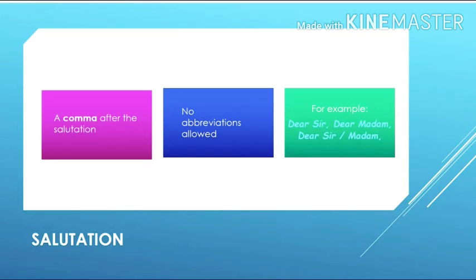Next, as we come to the salutation, it is the same as that of a formal letter. You will use Dear Sir or Dear Madam in case you know the gender of the recipient. If you do not, however, know the gender, you will write Dear Sir/Madam. The punctuation after this is a comma which must not be ignored. Also, using an abbreviation like ma'am in place of madam is not accepted here.